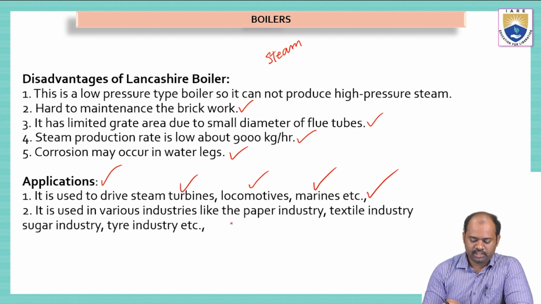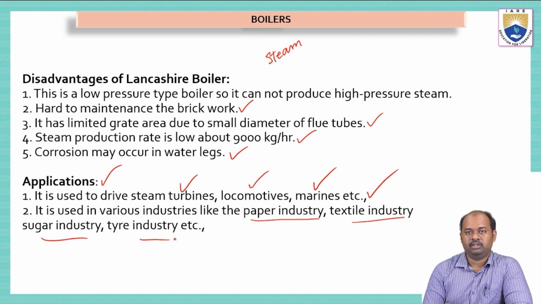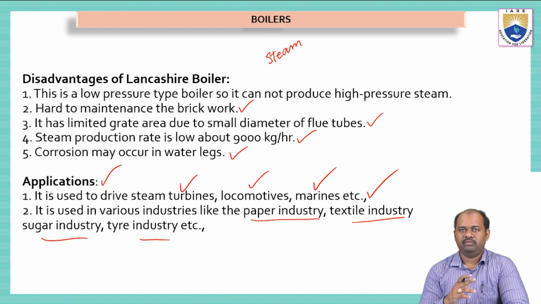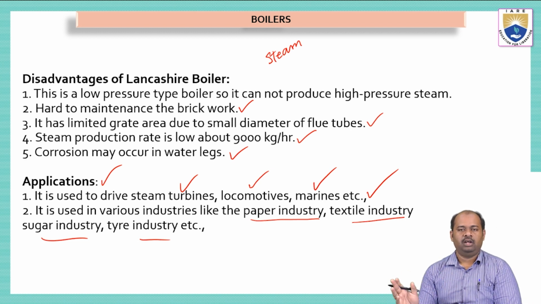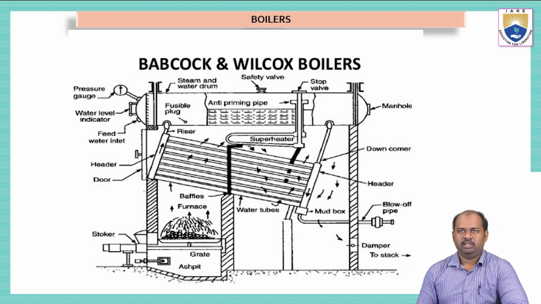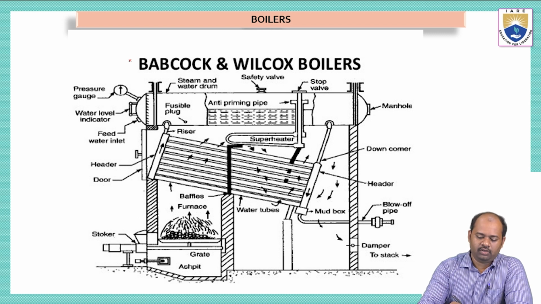It is used in various industries like paper industry, textile industry, sugar and tire industry. So these are the applications where the Lancashire boiler is used. Here we can produce a large amount of steam more reliably, but the pressure of the steam is very less when compared to other boilers. Now we'll see the working of Babcock and Wilcox boiler.